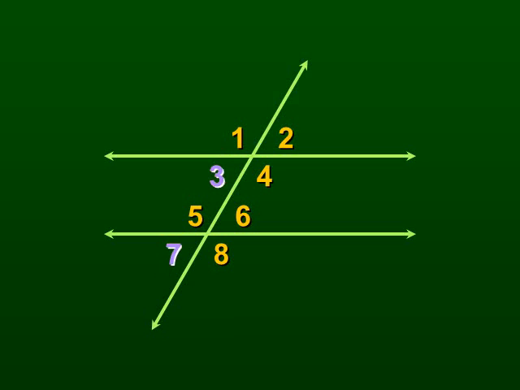We have 3 and 7, and 4 and 8. So again, both of 3 and 4 are below that first line, and 7 and 8 are below the second line. So 3 and 7 correspond, 4 and 8 correspond.